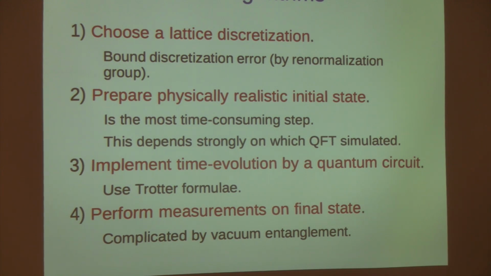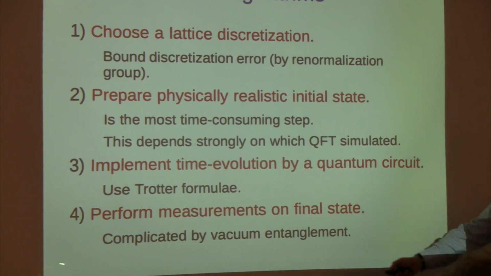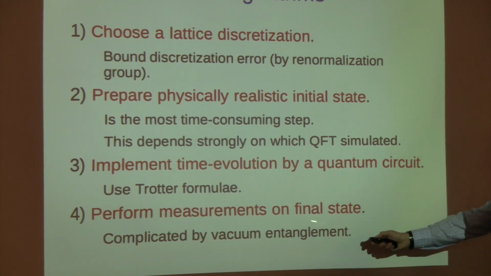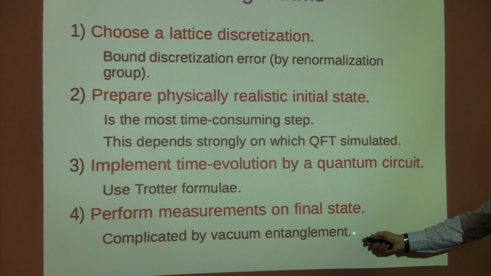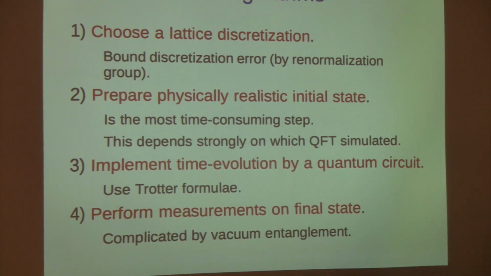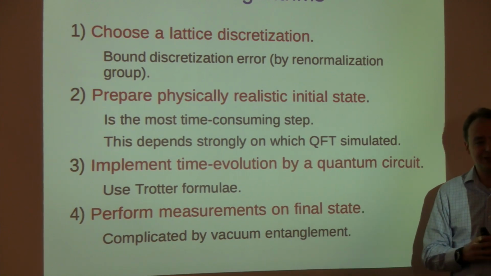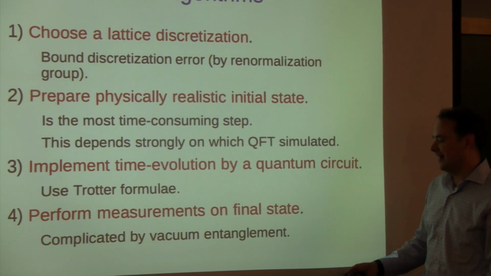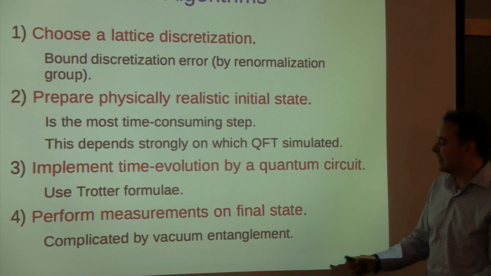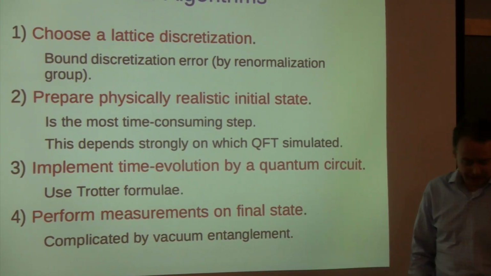And the last step is you need to perform some kind of physically informative measurements on the final state. And, well, this line I write here is about how it's complicated by vacuum entanglement. That's a little bit of speculation on my part. What we know is that certain naive ways of doing these measurements, which seem like very obvious things to try, actually don't work. And I believe that underneath it, it really has to do with the entanglement of the vacuum.